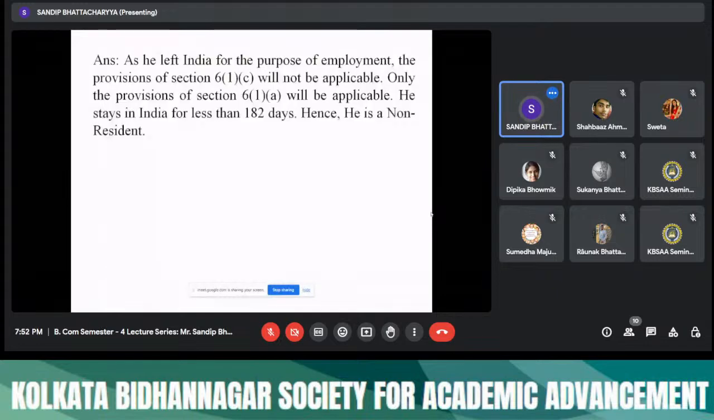So what is the answer? As he left India for the purpose of employment, the provision of section 6 subsection 1 clause C will not be applicable. So only the provision under section 6(1)(a) will be applicable, that is the previous year 182 days. Why? Sir, you said that if previous year 182 days doesn't satisfy, then we move to greater than 120 but less than 182. But there is a condition: income should be 15 lakhs.